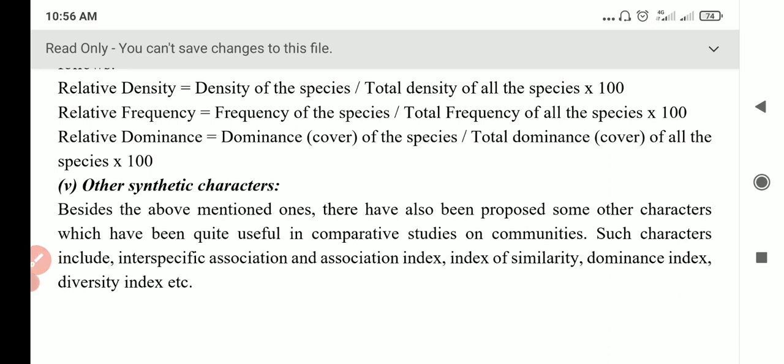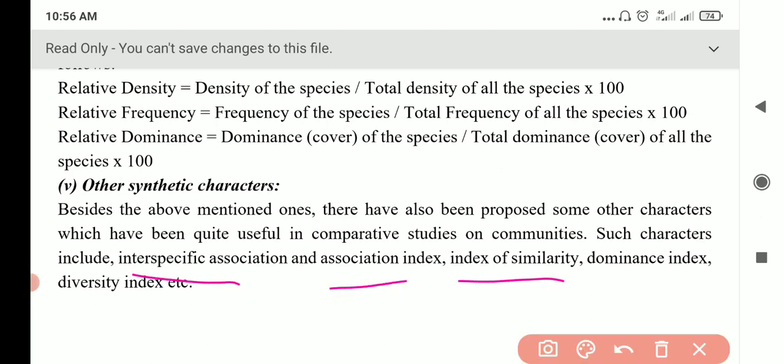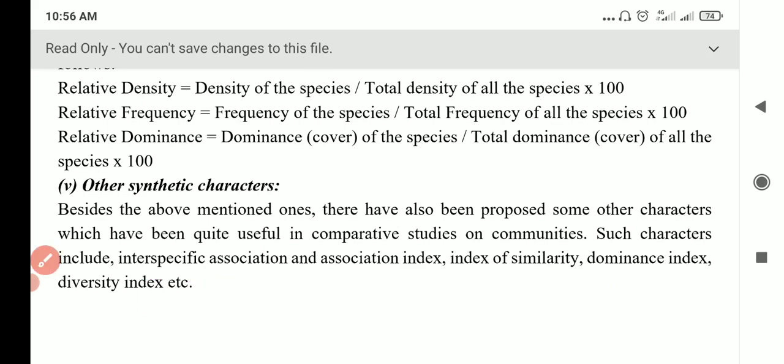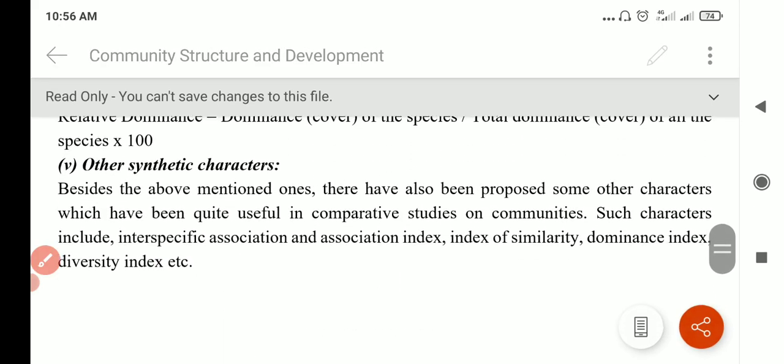So other synthetic characters. Besides the ones that were mentioned above, there have been proposed some other characters which have been quite useful for comparative studies. Such characters include interspecific association and association index, index of similarity, dominance index, diversity index, etc. These are all computer programs. We use them in programming.